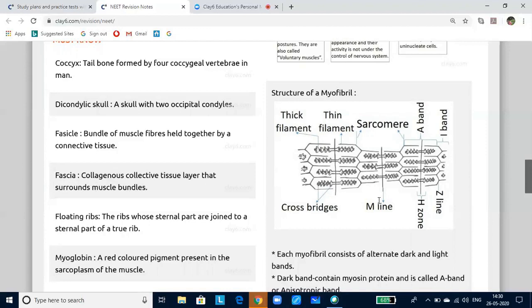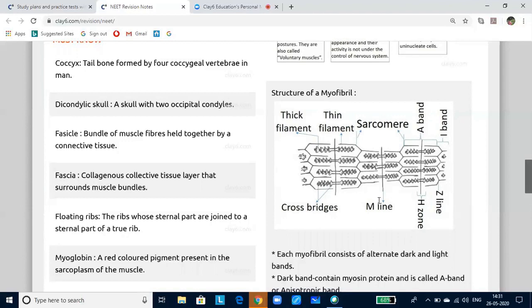The portion of the myofibril between two successive Z lines is considered as the functional unit of contraction and it is called a sarcomere. In a resting state, the edges of thin filaments on either side of the thick filaments partially overlap the free ends of the thick filaments, leaving the central part of the thick filament.